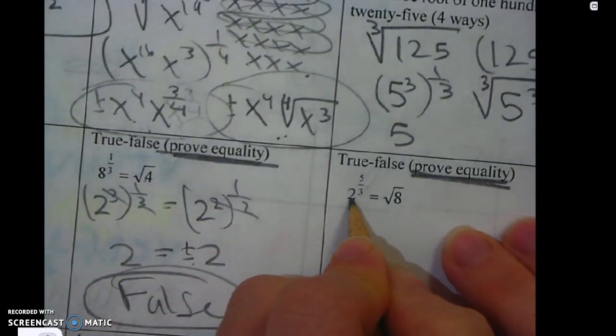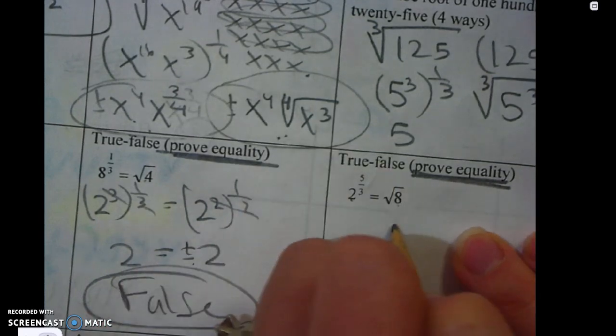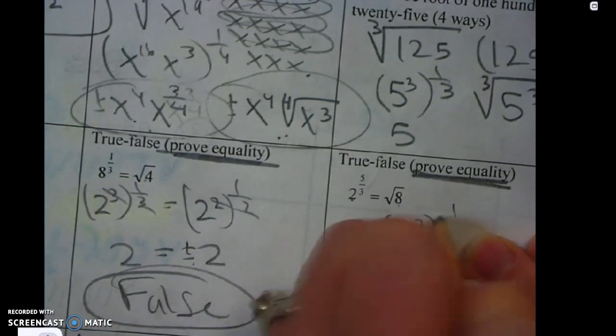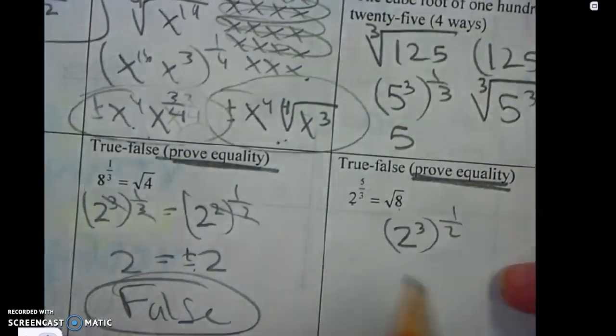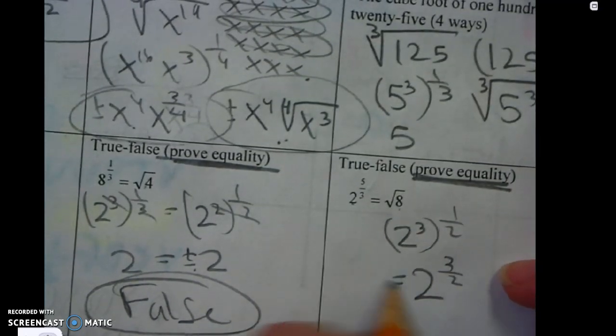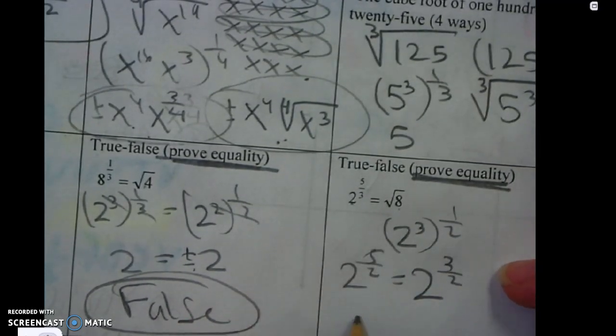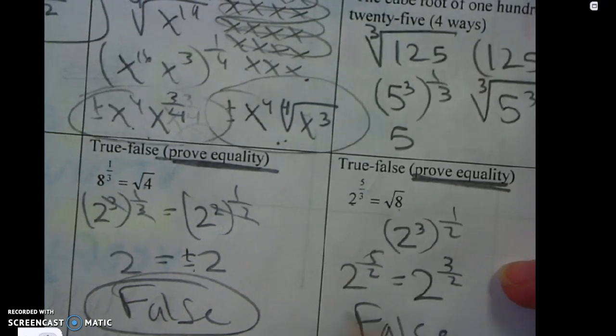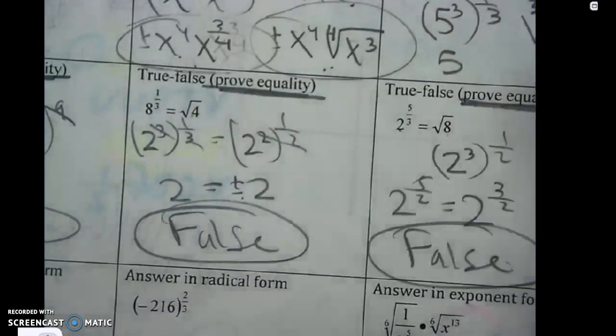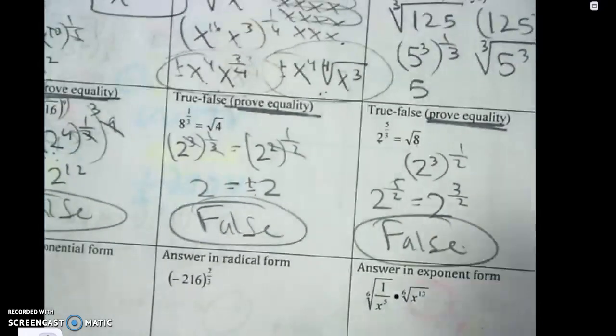I can't do anything with that, but now I know this base has to be 2. So that's 2 cubed to the 1/2. I don't know why I picked so many false ones. 2 to the 3/2 equals 2 to the 5/2. That is false as well. Make sure you are showing it to me like that, okay?